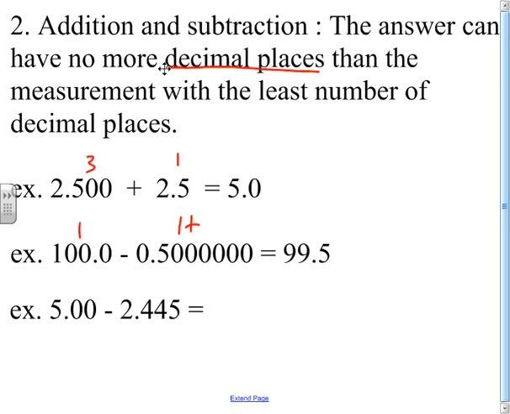And the last one here, this one has 2 decimal places. This one has 3 decimal places. So my answer can only have 2 decimal places. And so on the calculator, I'll get 2.555. Again, don't just chop off. You need to round off. So it's not 2.55, but 2.56.